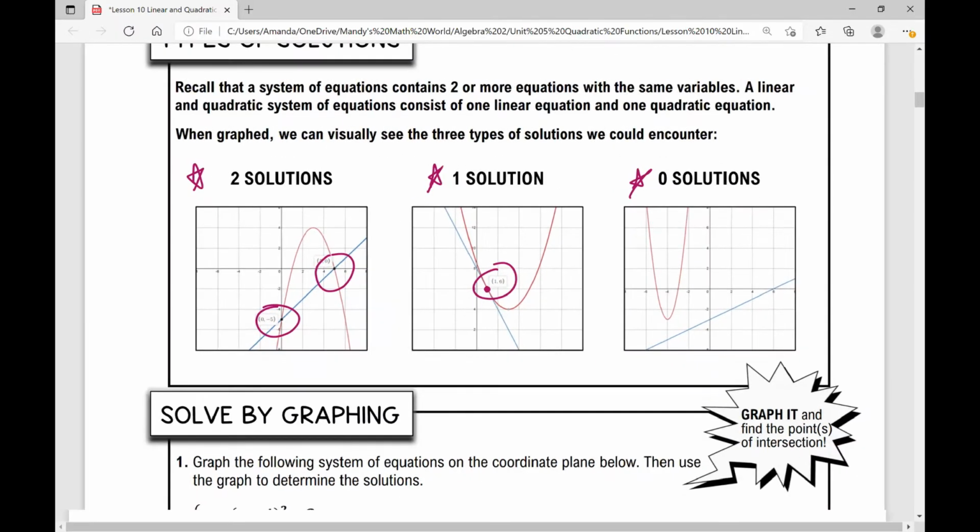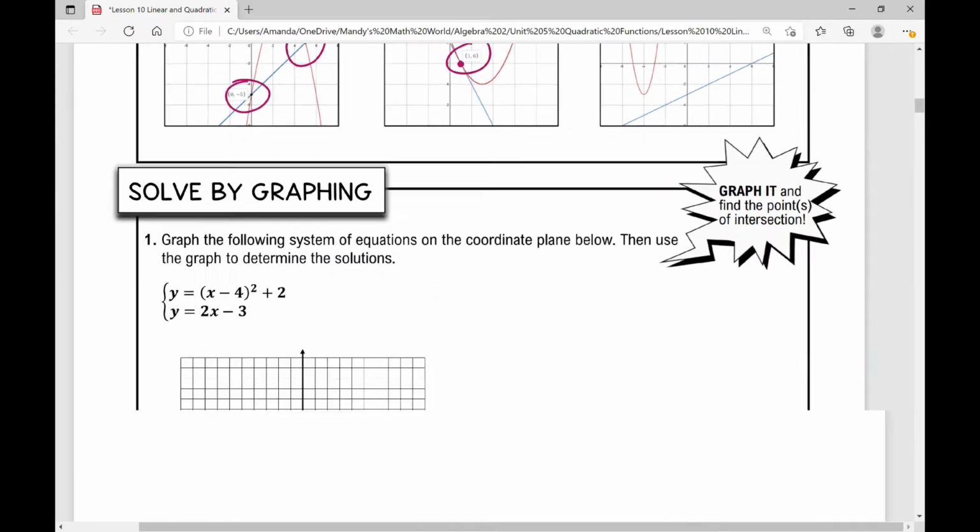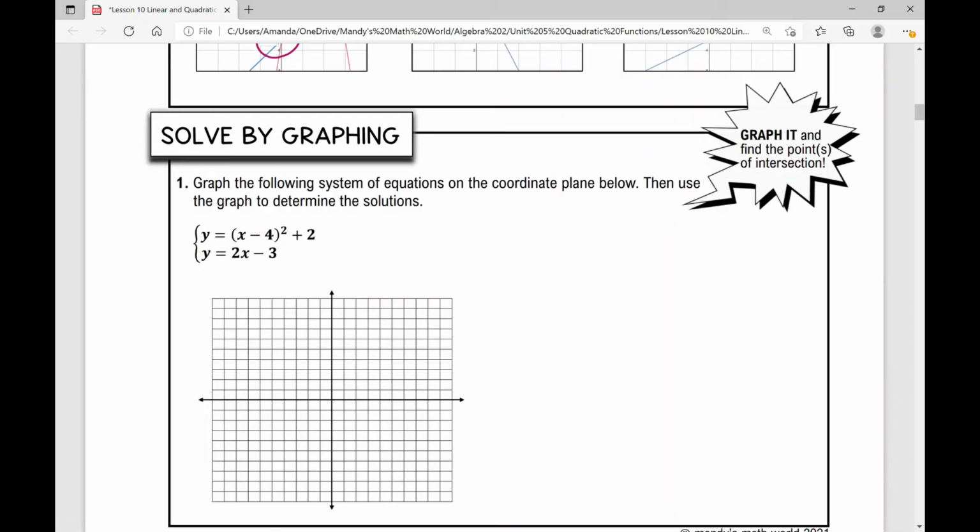So how do you solve a system of equations that has one linear equation and one quadratic equation? Well, one of the methods you can use is you can graph it and just find the points of intersection. So in this first example, you can see that our parabola is written in vertex form. So we can easily find the vertex and from there graph it. And then our line is written in slope-intercept form. So let's graph each of these.